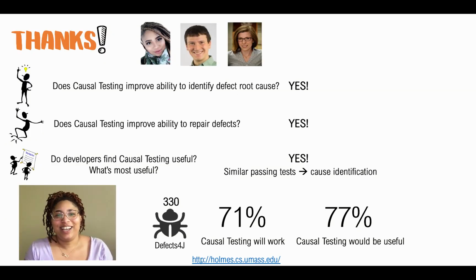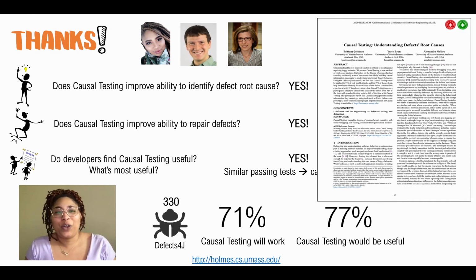In conclusion, causal testing can help developers understand defect cause, plays well with others, and generalizes beyond our user study, as indicated by our analysis of real-world defects in the Defects per Day benchmark. You can check out our full paper for all the juicy details.